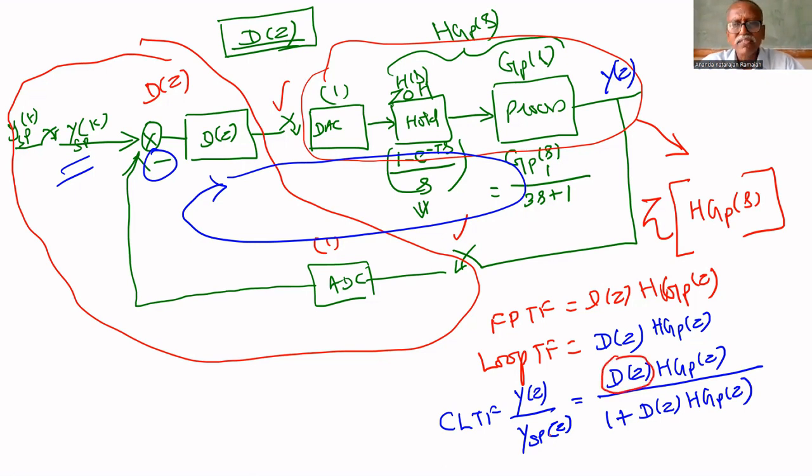What is Y of Z by Y set point of Z? Y of Z is the response. Y set point of Z is the input. Let us assume that we are giving a step input. Here, the response is like this. If you discretize, with the sampling period as here, you will get these types of values. We have to find Y of Z by Y set point of Z. If you know this ratio between output and input, you can find D of Z.